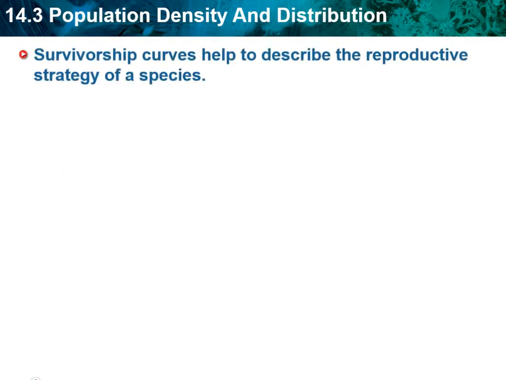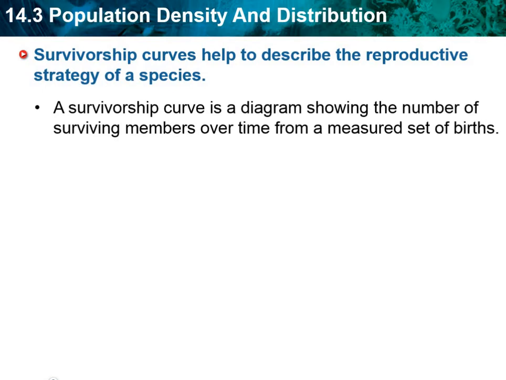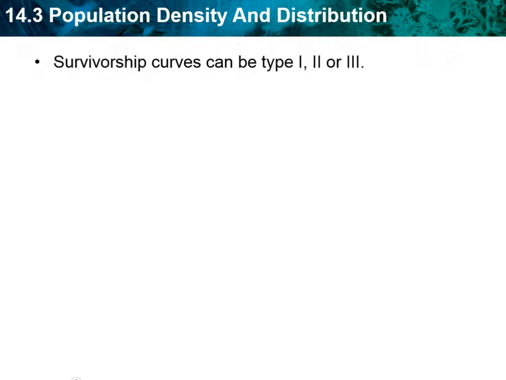So when we talk about population density and distribution, you have what are known as survivorship curves, and they help describe the reproductive strategy of a species. A survivorship curve is a diagram showing the number of surviving members over time from a measured set of births. You can see in this chart right here, from 0 to 5, you had 1 death, so 35 survivors minus 1 is going to give you 34, and that gives you a 97% survival rate. You keep looking at that as you go, and you'd be able to graph that type of thing out. And that's what you're going to see here.